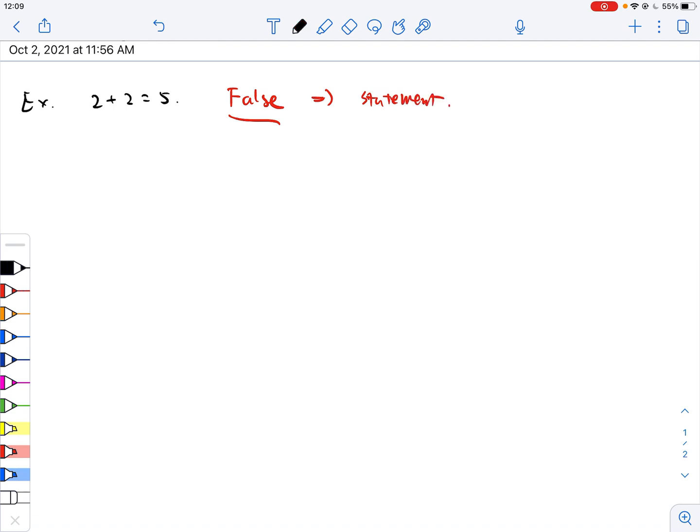Okay, let's see another example. If I say 1 plus 1 equals 2, is that a statement? Yes, it is, and it is a true statement. Because we said that a statement is a sentence that is either true or false, and this sentence is true, therefore it is a statement.